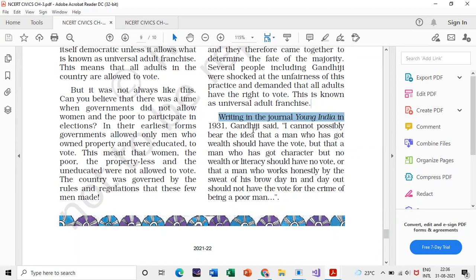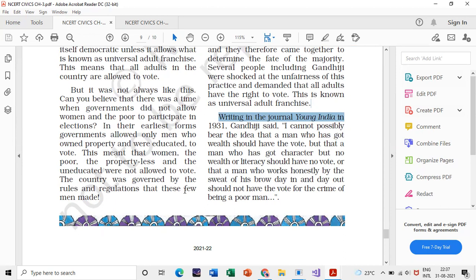So what was the question here? How did universal adult franchise in India come into existence? Or name a famous person behind this idea. So this is your answer. How? Earlier I told you, because all were not allowed to vote or not allowed to participate in the elections. Gandhiji noticed this, and to stop this unfairness and these practices, universal adult franchise came into existence, and the person behind it is Gandhiji.